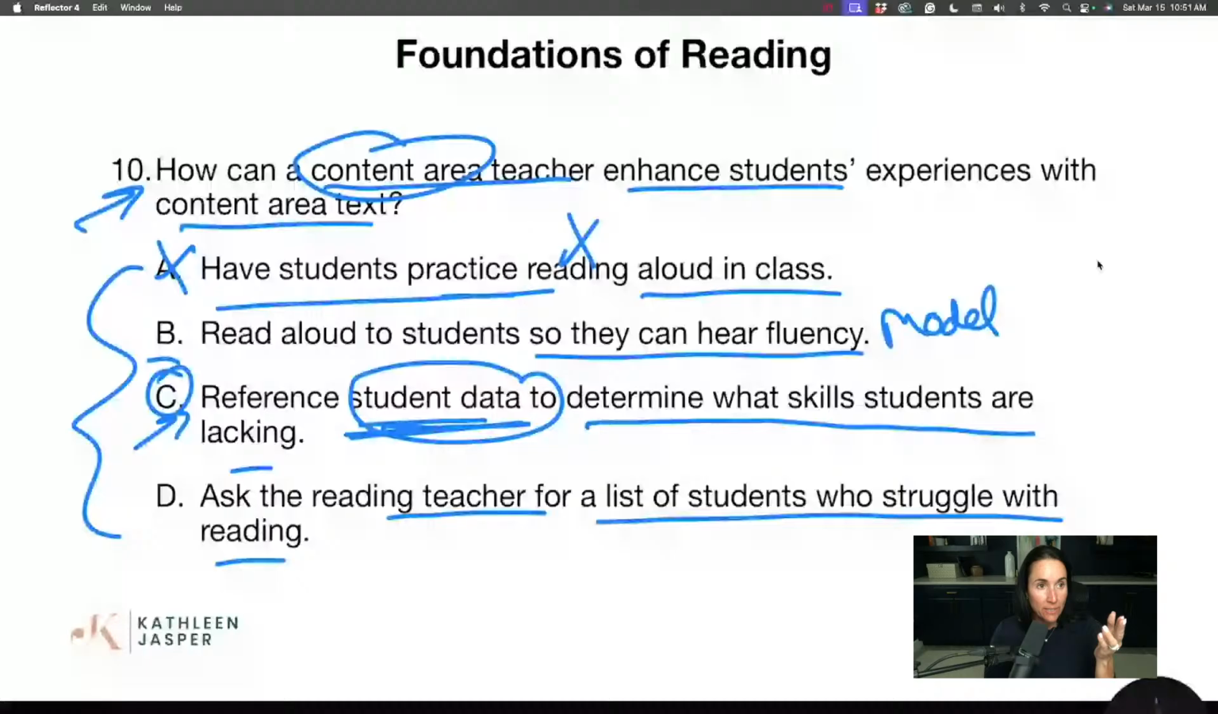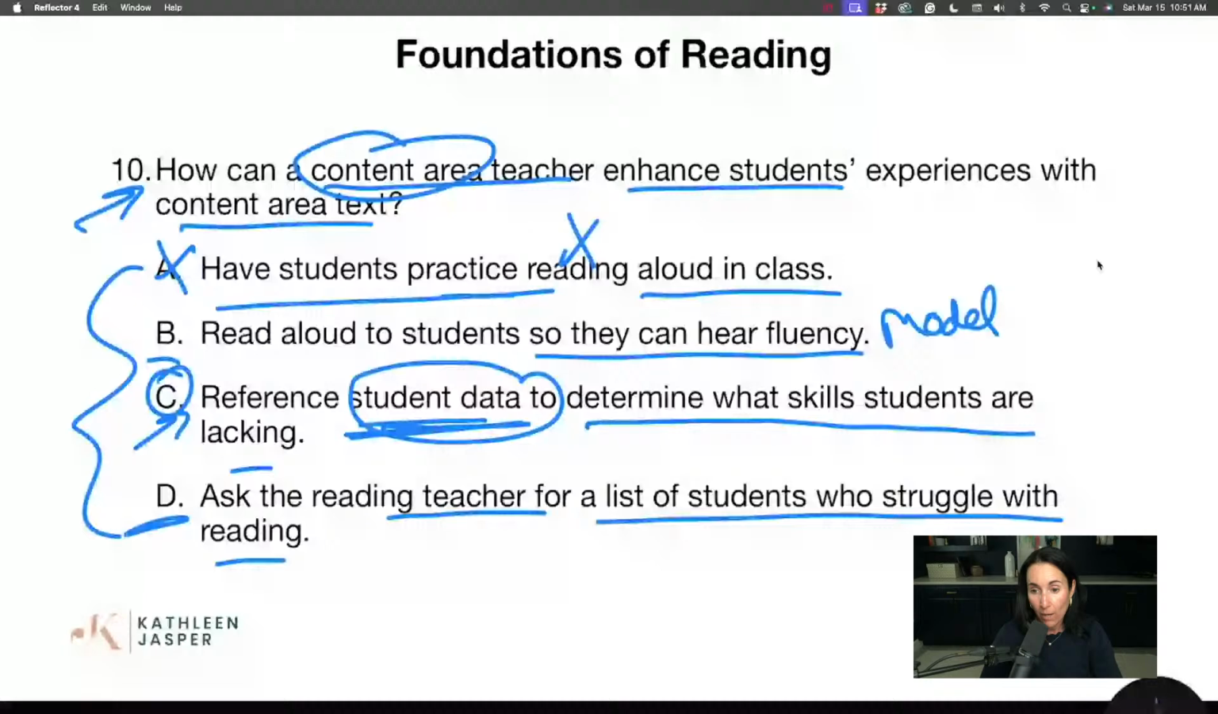Why? Because you read the data, you disaggregate it, you figure out this kid's low in comprehension, this kid's low in fluency, this kid struggles with vocab, and I'm teaching science and it's really heavy with vocab. And then you can apply strategies to that. But A, B, and D are also not bad. If I were the reading teacher and a science teacher came to me and said, hey, can you give me a list of all the kids that I have that struggle with reading so that I can help them?